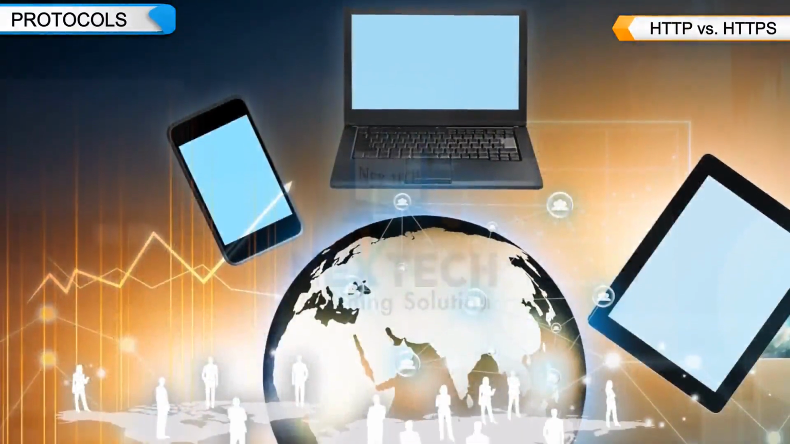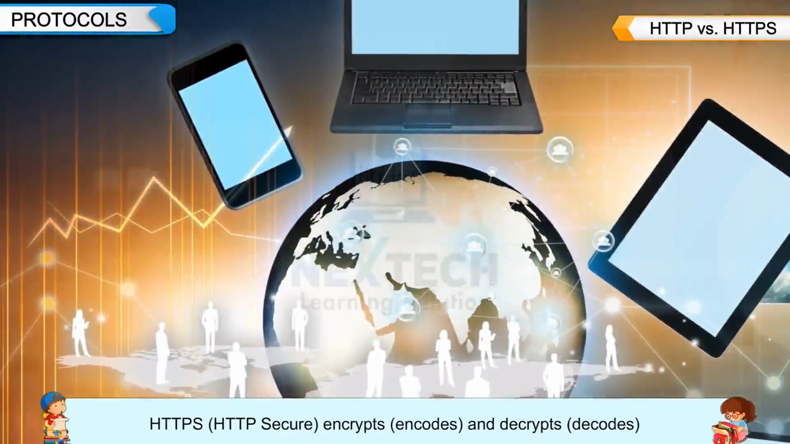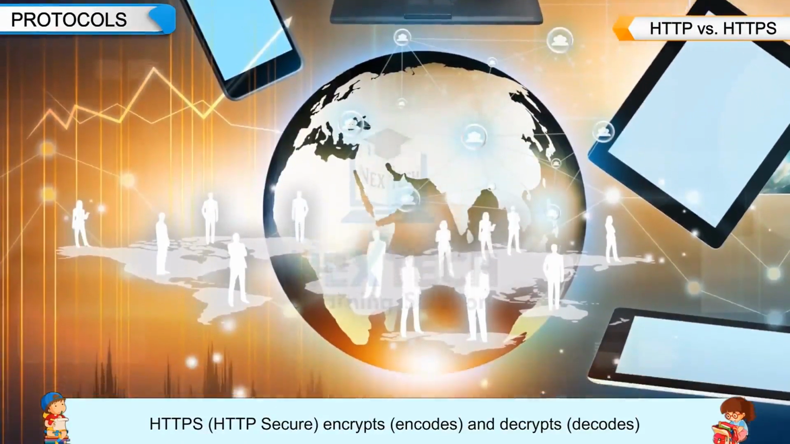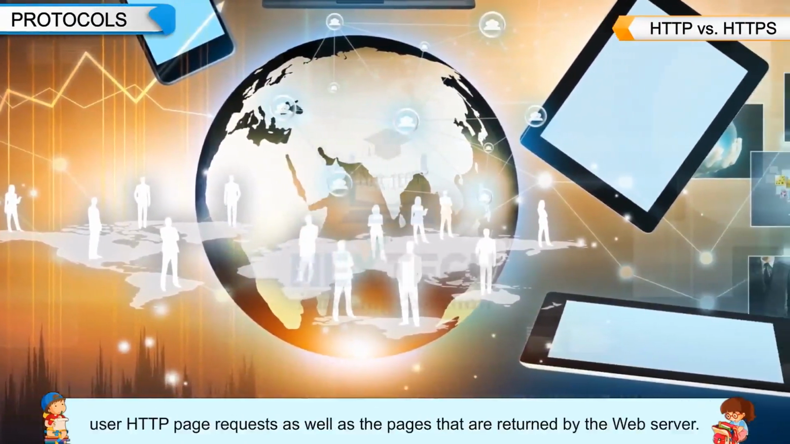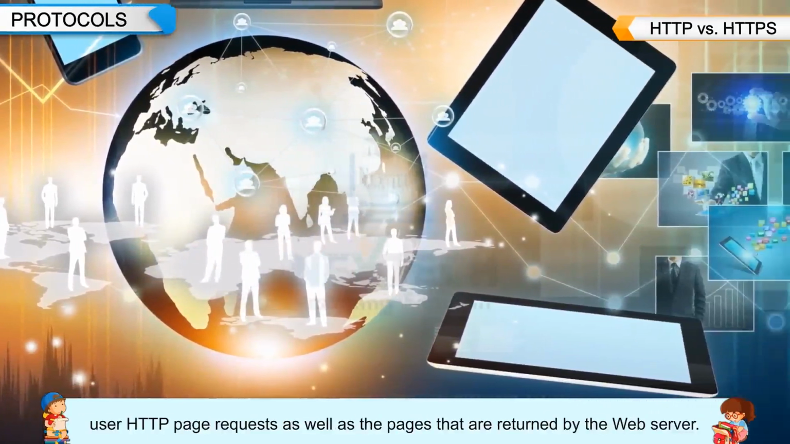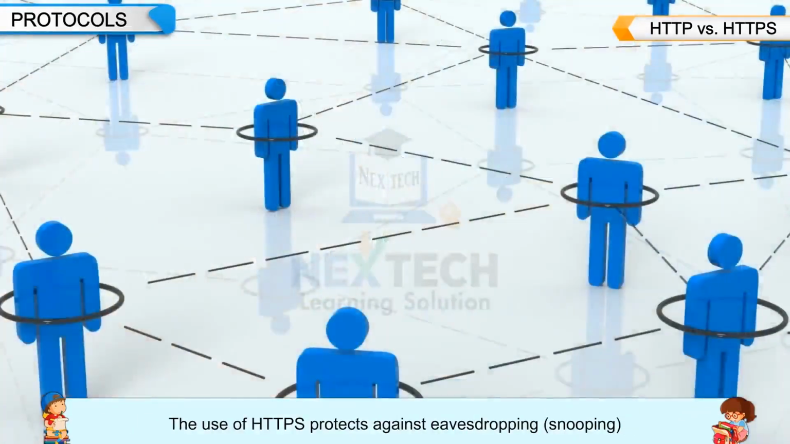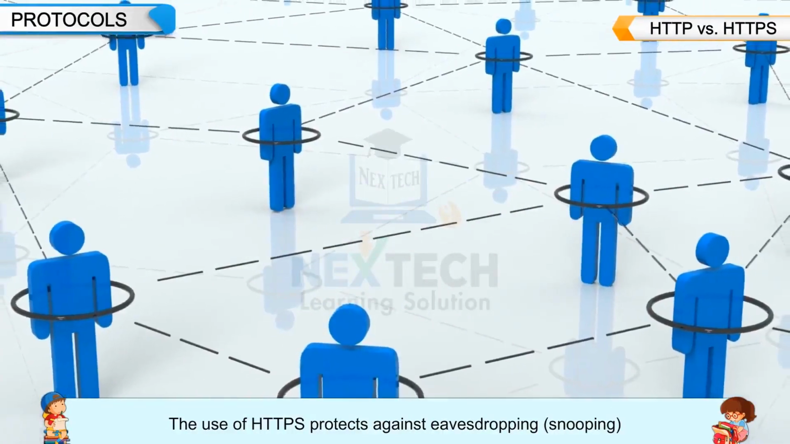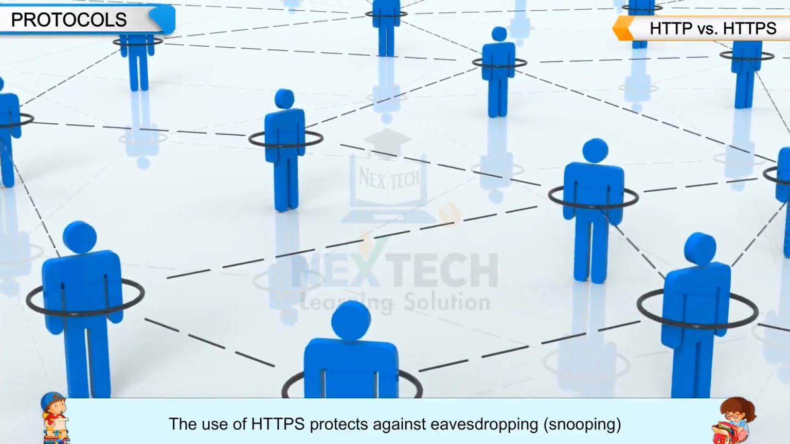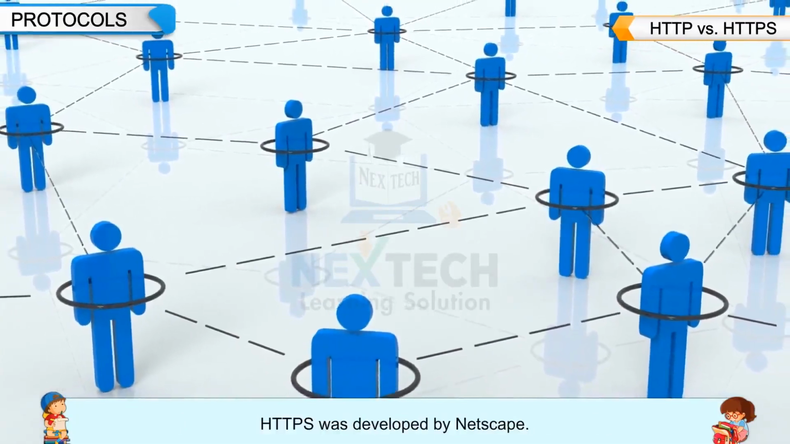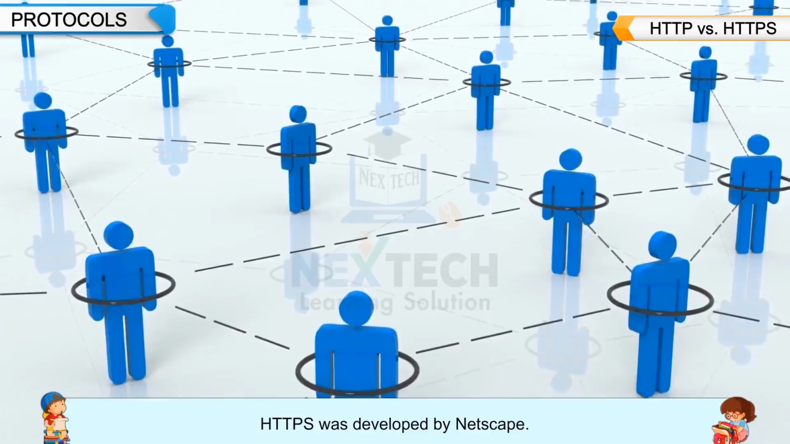HTTP versus HTTPS. HTTP Secure encrypts, or encodes, and decrypts, or decodes, user HTTP page requests as well as the pages that are returned by the web server. The use of HTTPS protects against eavesdropping, snooping, and man-in-the-middle (MITM) attacks. HTTPS was developed by Netscape.